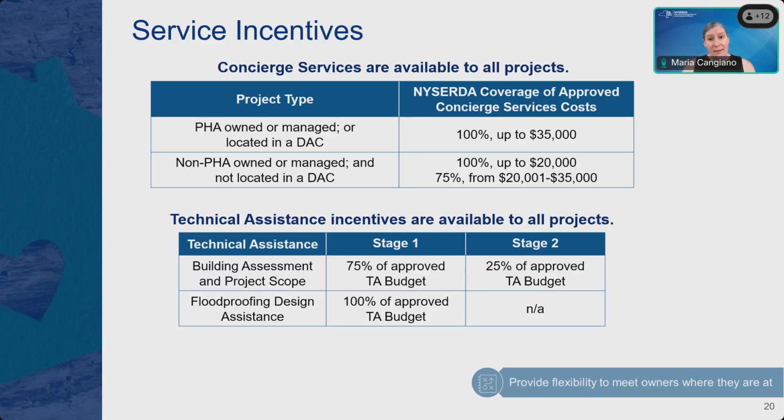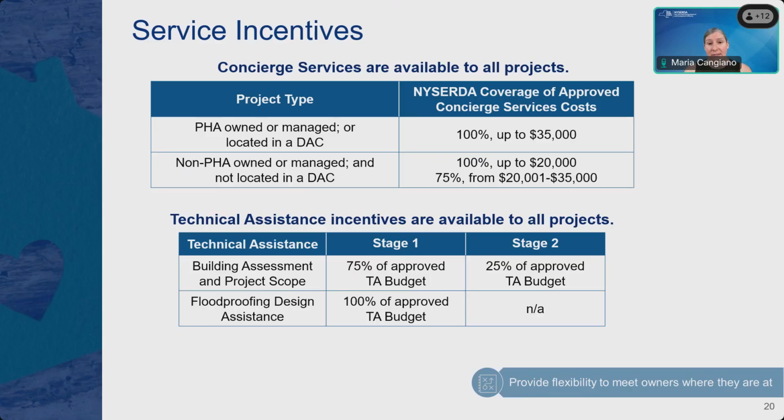If your building is a non-PHA, so a non-public housing authority, owned or managed and not located in a disadvantaged community, that is 100% concierge services that will be covered up to $20,000 and 75% from the remainder up to the $35,000 cap. So the $20,001 to $35,000. For the technical assistance incentives that are available to all projects.